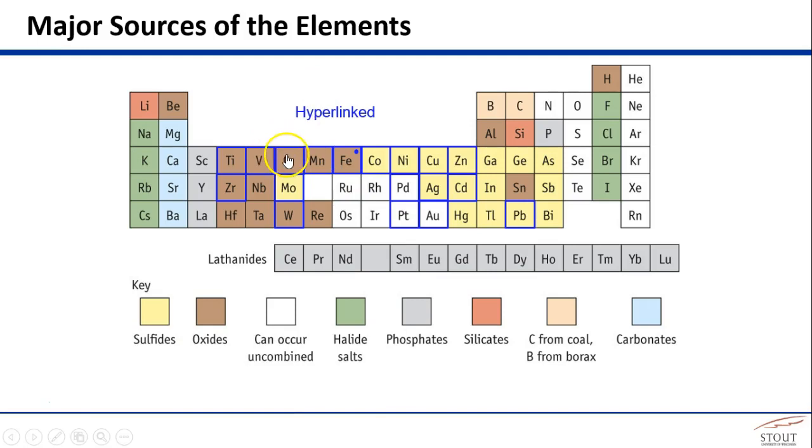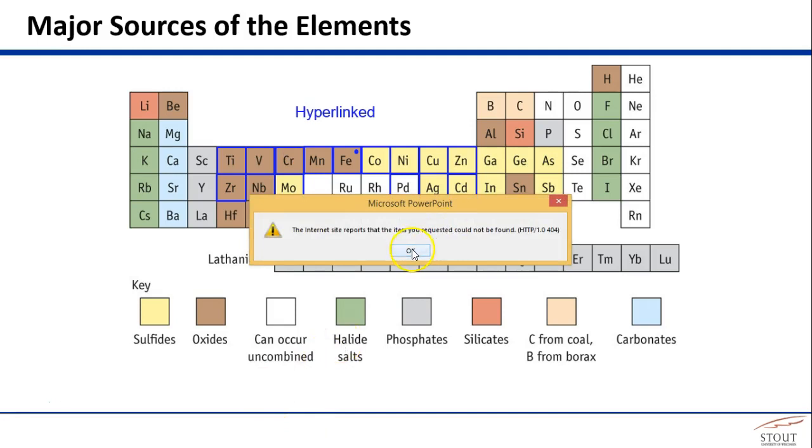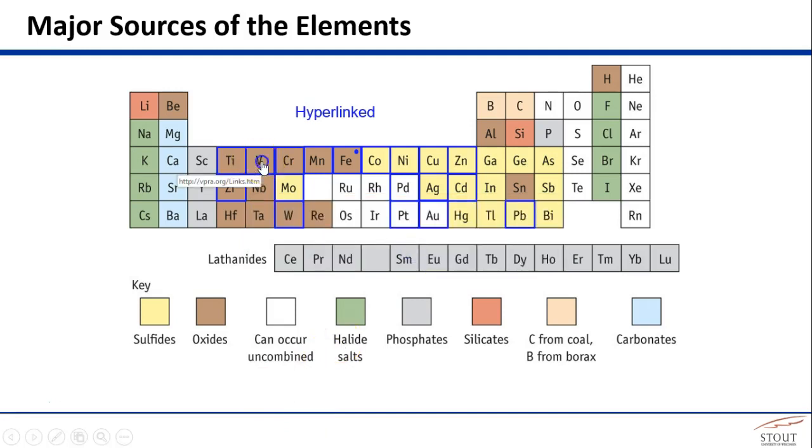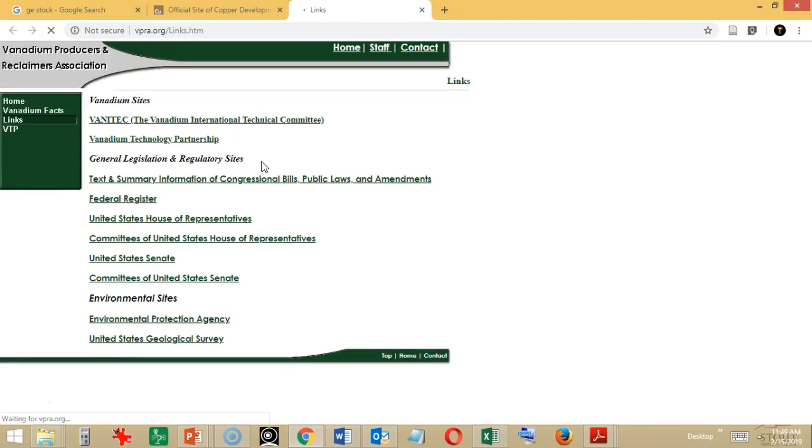Let's say you want to know about chromium. Well, here's the site for you. Wake up. Oh, come on, the Chromium Association went out of business? Oh, those are some good people. The vanadium producers. Anyway, each metal has its own supply chain and infrastructure from the ground to intermediates to uses.